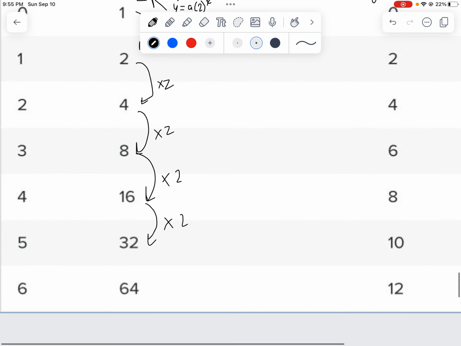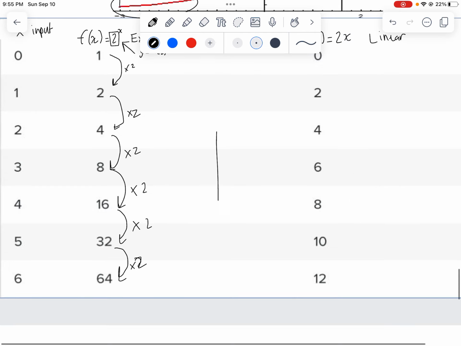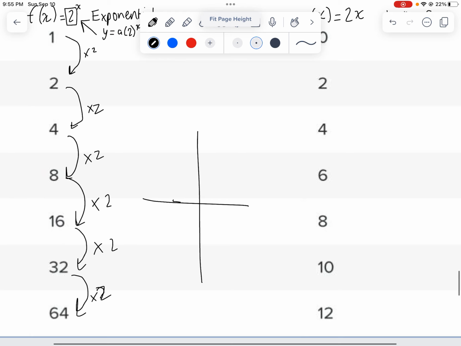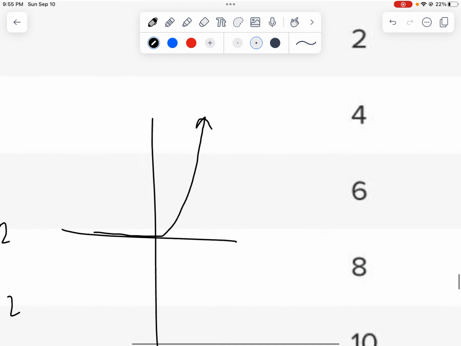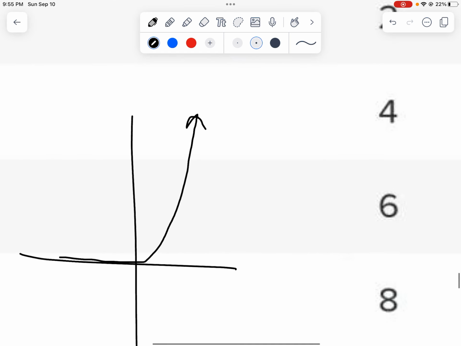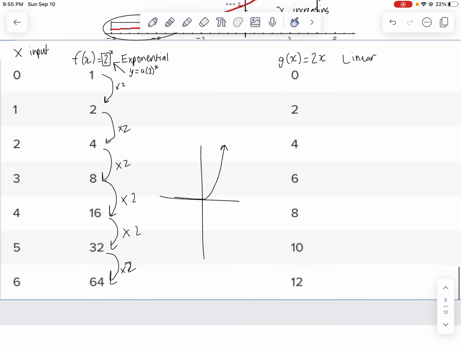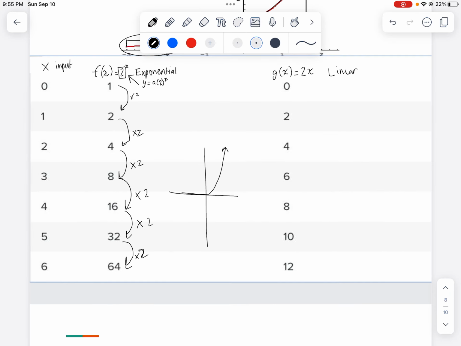And then the graph, like I said, would be increasing exponentially. The graph would look something like this. It would skyrocket, not necessarily, but it would go like that. And slowly the slope will just get bigger and bigger every time. You know what I'm saying?